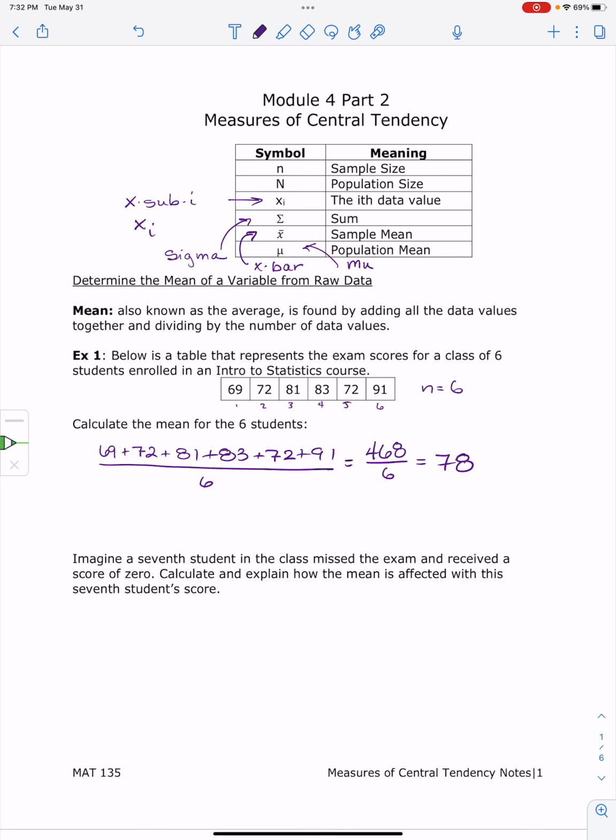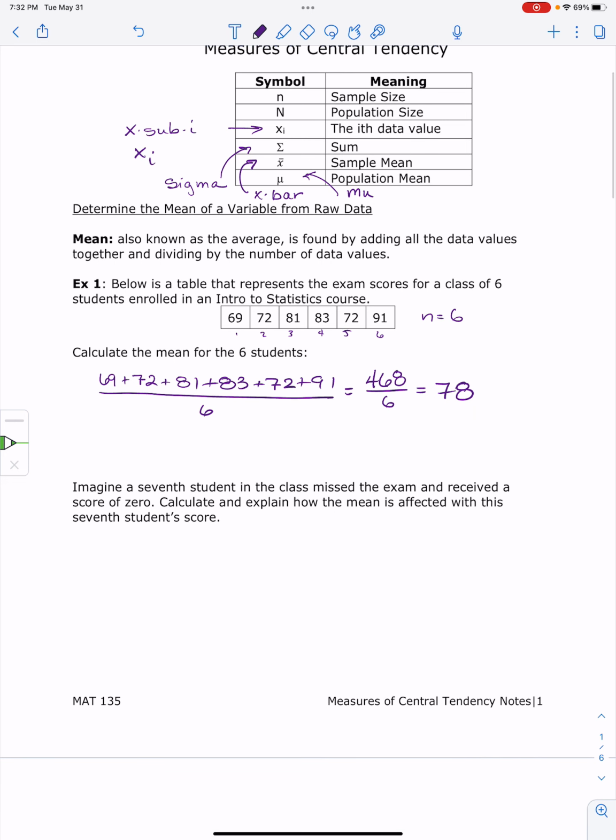This also means that if I were to add 78 6 times, so we're kind of leveling out our data set, and divide by 6, I would get 78. Just a different way to look at it.